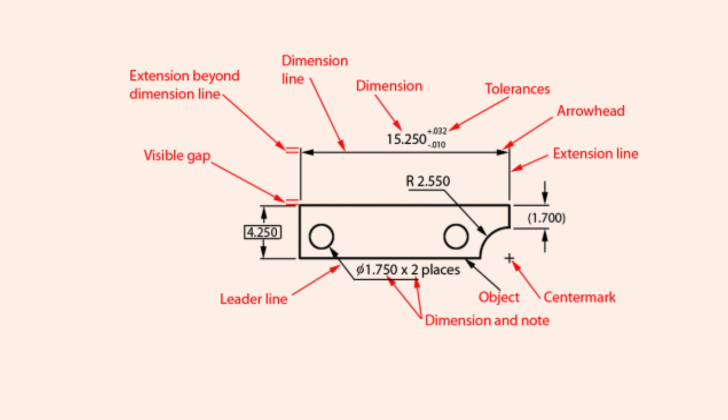Step 3. Read the dimensions, but read them smart. Don't just read the numbers. Ask what each dimension is controlling, and ask what breaks if this number is wrong.